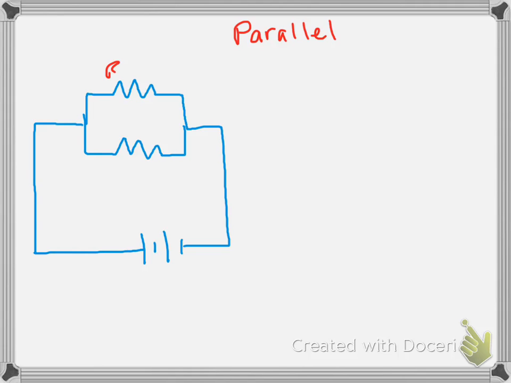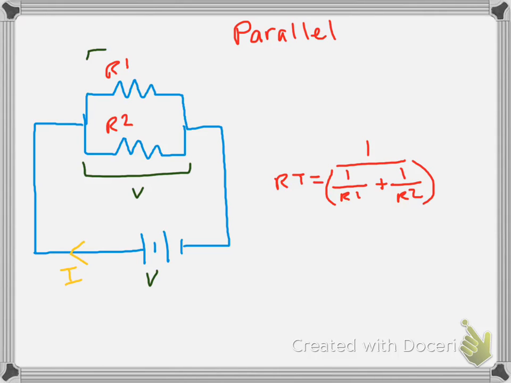Now here is a parallel circuit with two resistors, R1 and R2. The battery voltage is V and the current is I. The total resistance in a parallel circuit, RT, is equal to 1 over R1 plus 1 over R2. The voltage V remains the same across both resistors, while the current is split. I1 is the current through R1, and I2 is the current through R2.